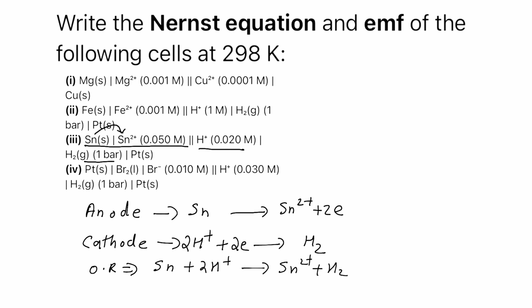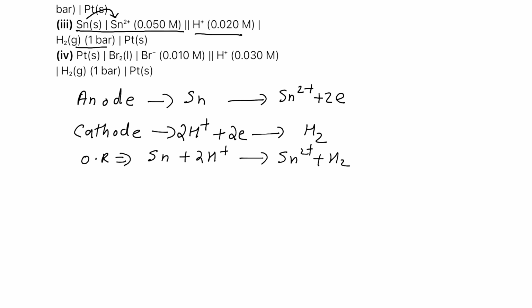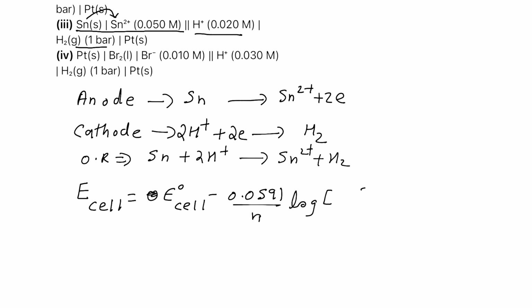Correct? Now directly write the Nernst equation. What is the Nernst equation? E cell is equal to E0 cell minus 0.0591 by n log concentration of anodic ion by concentration of cathodic ion. What is the anodic ion here? Sn2 plus. What is the cathodic ion here? H plus. Now if you check H plus, you can see a coefficient is there, it becomes a power.